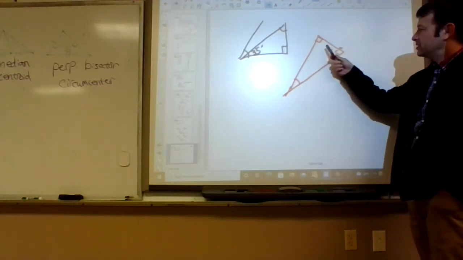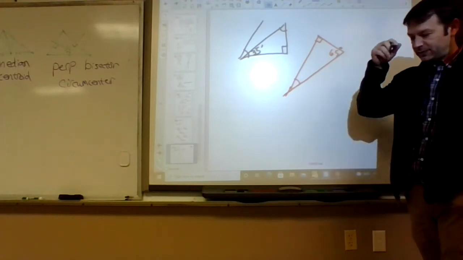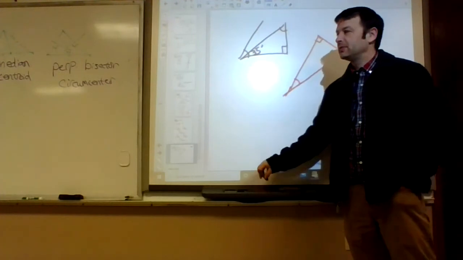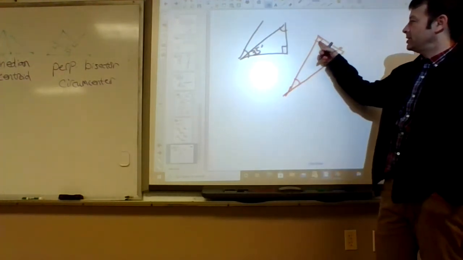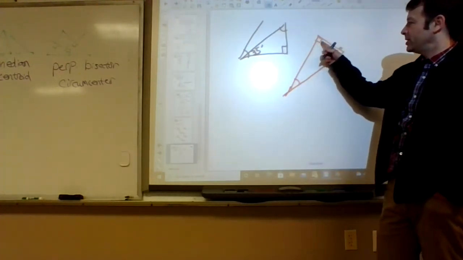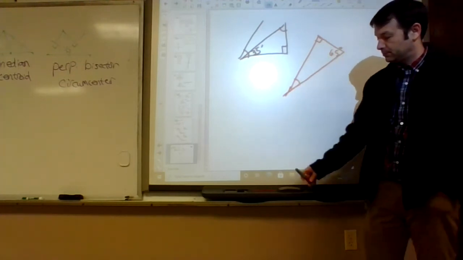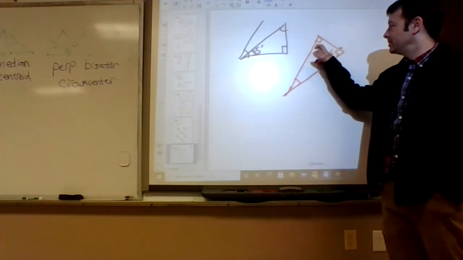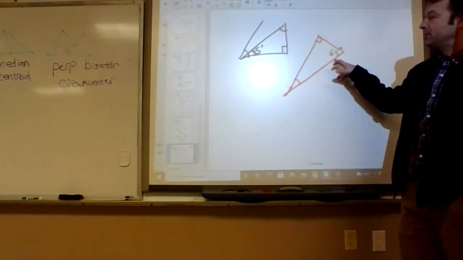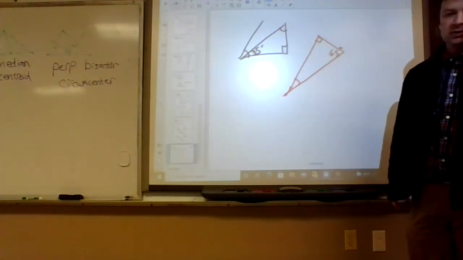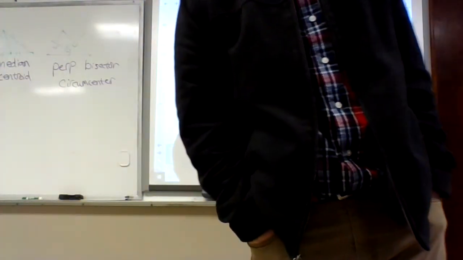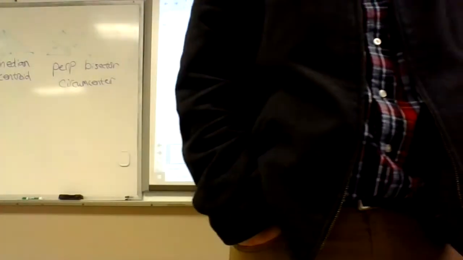180 minus 90 is 90. 90 minus 65. Minus or add? All these have to add up to 180, right? You said subtract, so you do 180 minus these two to get that. 180 minus 90 is 90. 90 minus 65 is 25. That's number 27. I was trying to add 90 plus 65.